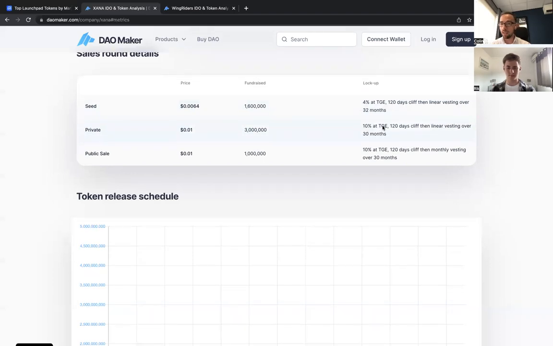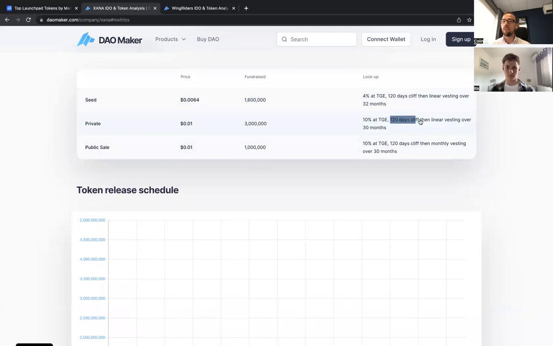These guys got 10% TGE, same cliff, but they only got 30 months, right? Mm-hmm. That is still 3%. So they got more at TGE. The vesting is shorter, but they still only got 3%. And the same thing here. Why would you give them a cliff? What is the benefit of that cliff?